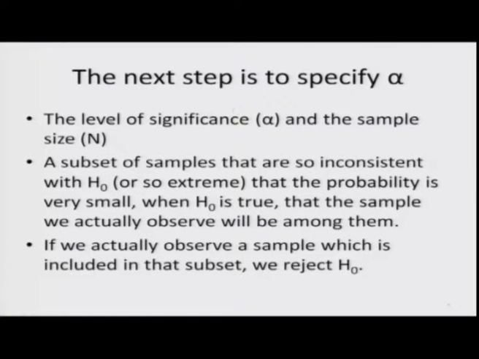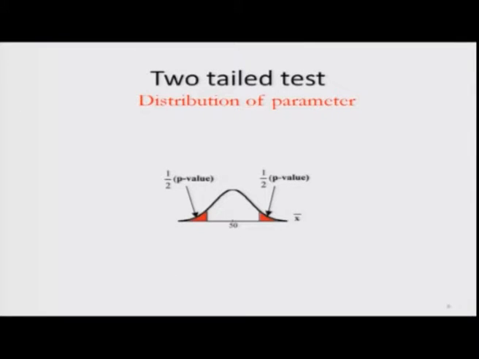The next step is to specify alpha. A subset of samples that are so inconsistent with H0 that the probability is very small, when H0 is true, that the sample we actually observe will be among them. And then if we actually observe a sample which is included in that subset, we reject H0. So, for any given value of alpha, we specify a critical region, so that if the calculated value of the test falls in the critical region, we reject the null hypothesis.